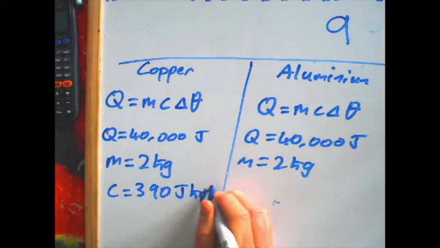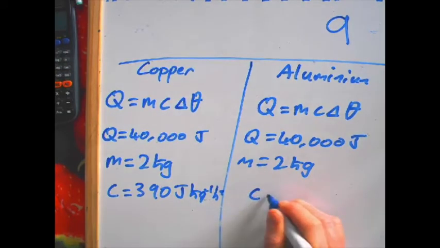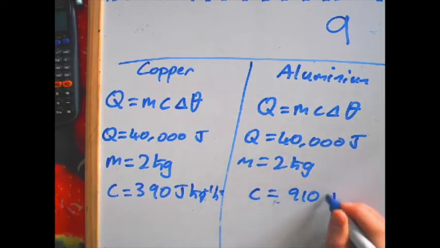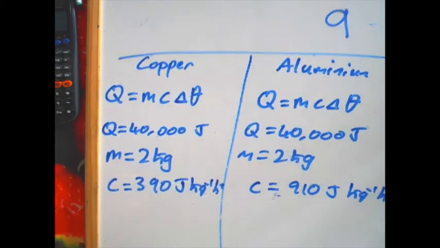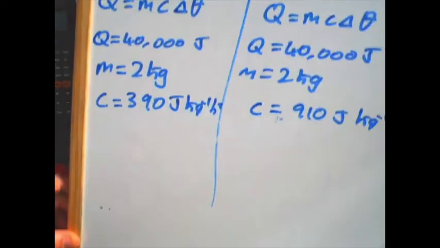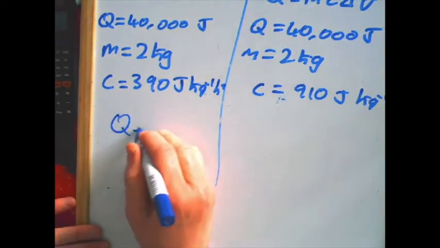So the heat capacity of copper, you're probably getting familiar with it by now, we've done so many times, is 390 joules per kilogram per Kelvin. And for aluminium, it's 910 joules per kilogram per Kelvin.